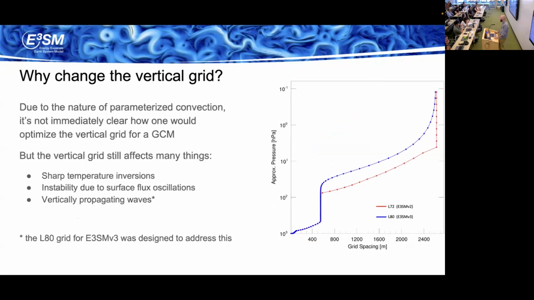I've been pushing to change the vertical grid for years now, and someone finally listened and agreed with me, which is nice. But they didn't want me to change anything below the tropopause. So the blue grid there is the one we're using in V3, which has 80 levels. And you can see here that it's finer above the tropopause. And then it's smoother as you go up. But everything below that is identical.